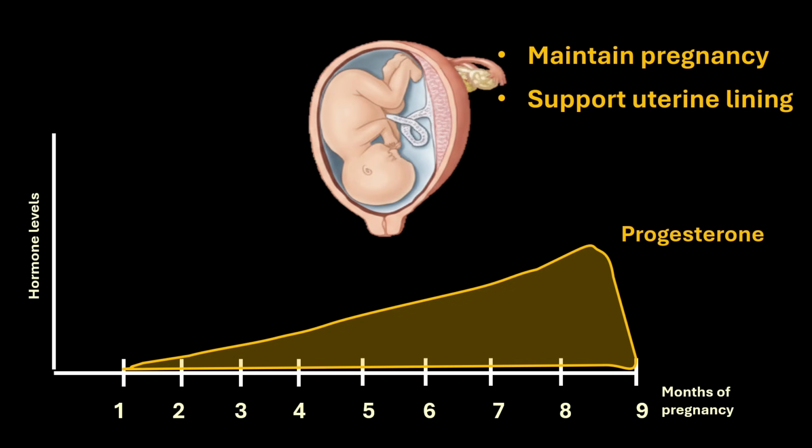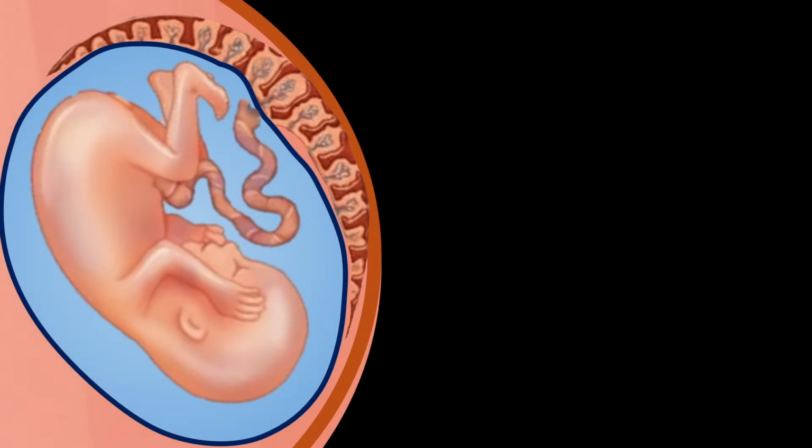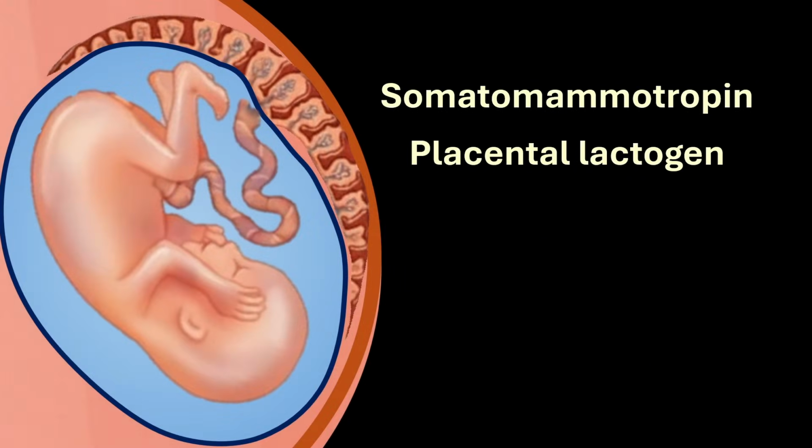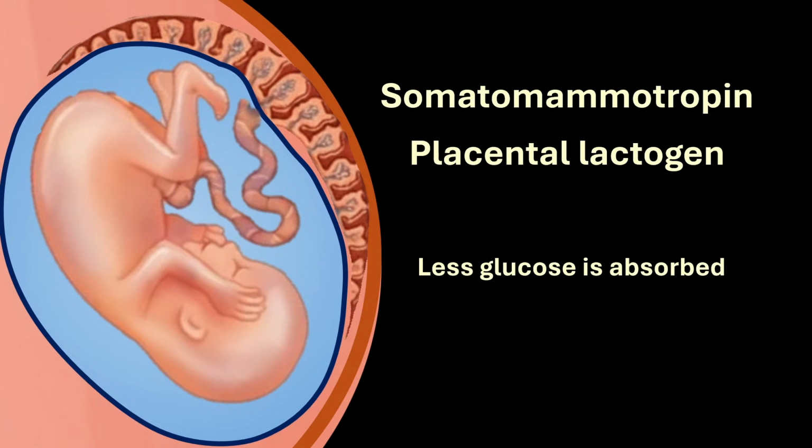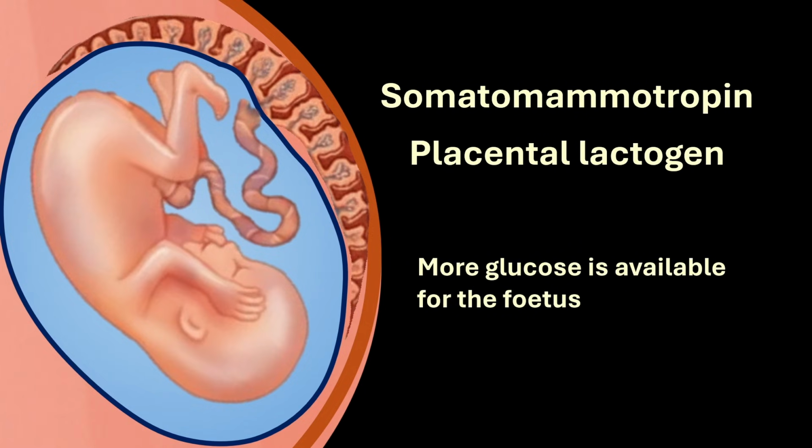Later in pregnancy, the placenta also secretes the somatomammotropin hormone. This hormone is also known as placental lactogen. Placental lactogen reduces the insulin response inside the maternal tissue. As a result, less glucose is absorbed and used by maternal tissues, and more glucose is available for fetus in blood for growth and development.